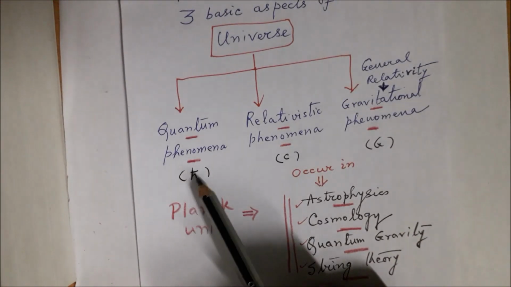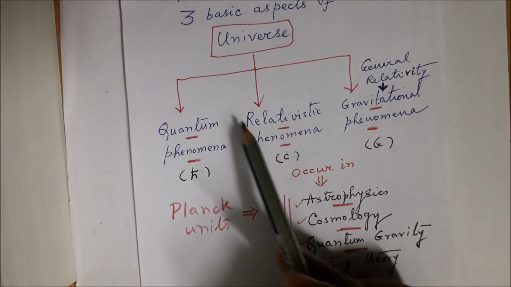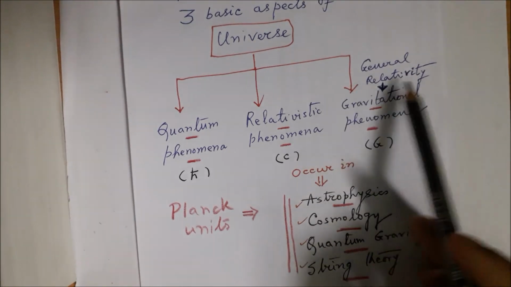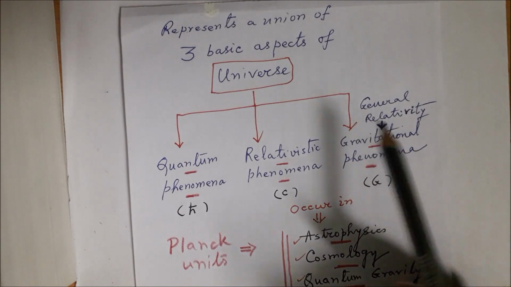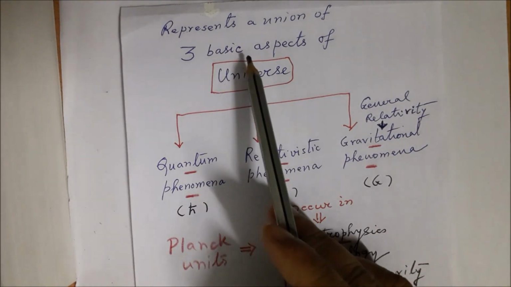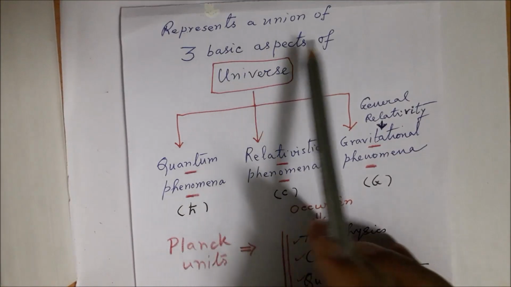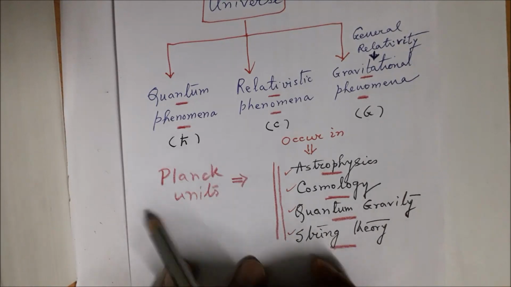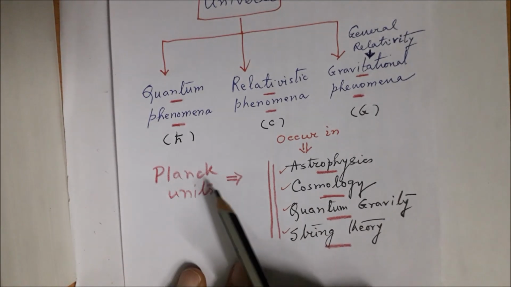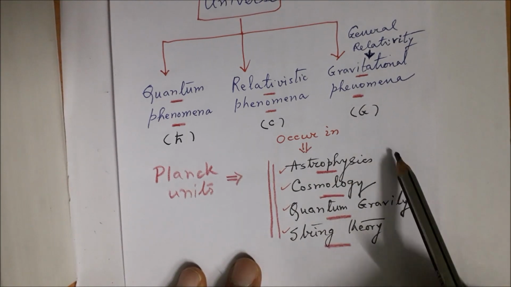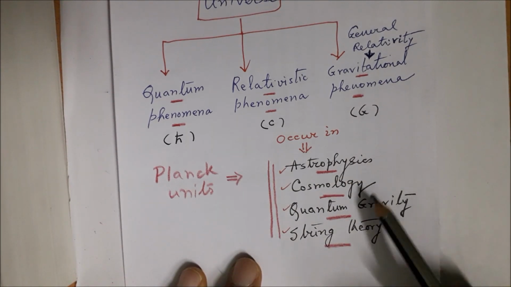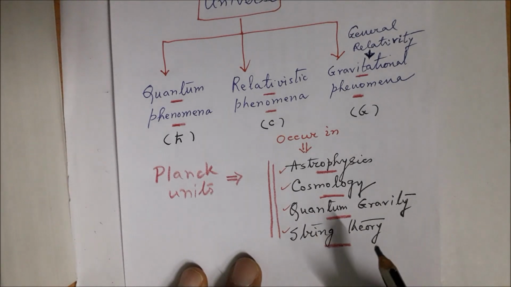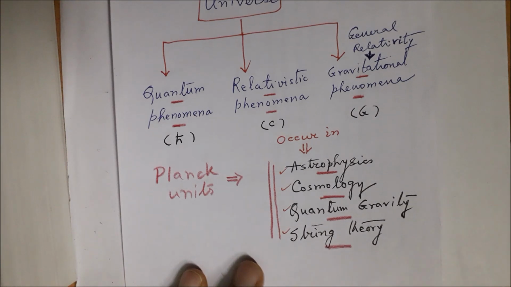h cross corresponds to quantum phenomena, c corresponds to relativistic phenomena, while G corresponds to general relativity or gravitational phenomena. Now, using Planck scale means a union, we are trying to unite them, a union of the three basic concepts of the universe. Planck units or Planck scale, as it is called, are used in astrophysics, cosmology, quantum gravity, string theory, and such theoretical work.